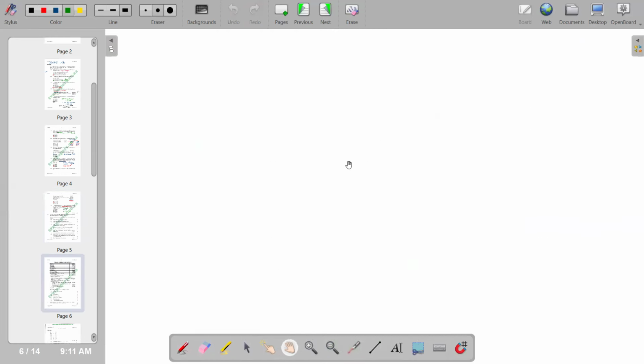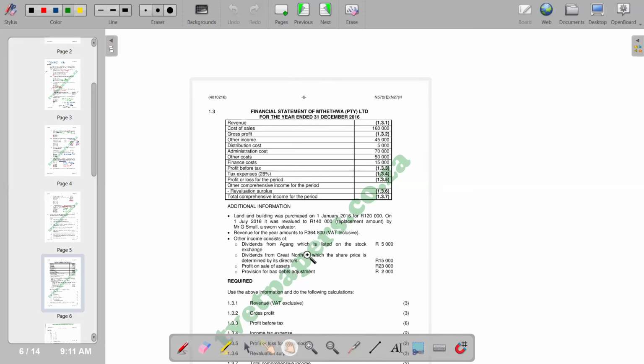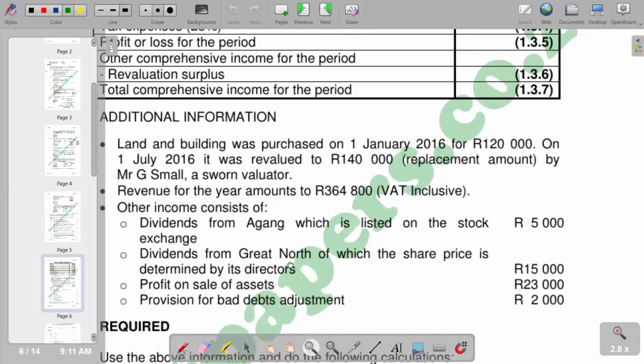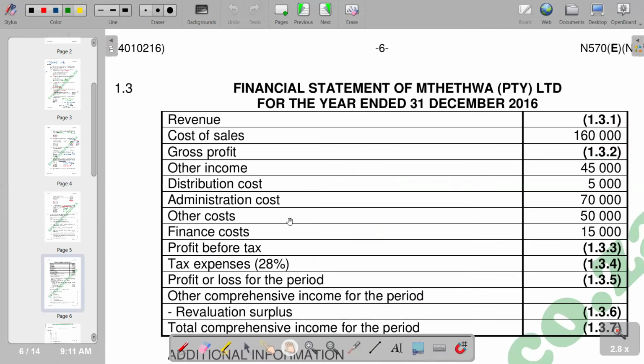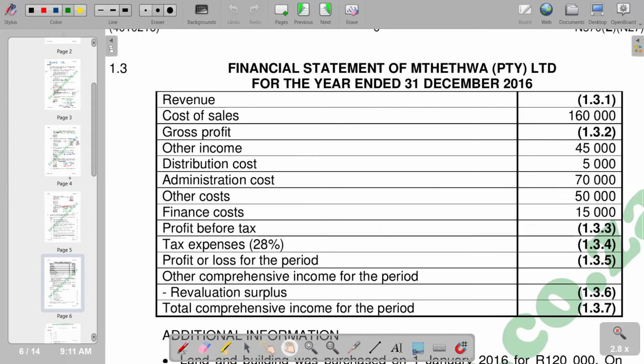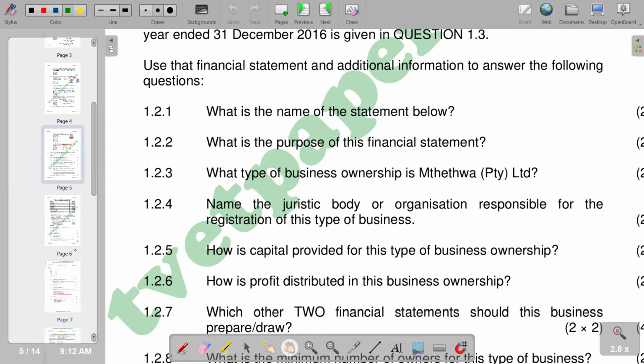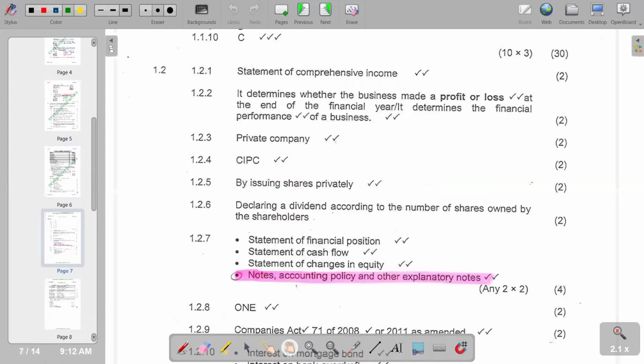So we have the statement as given. This is the statement that we are referring to. So the question is, what is the statement? Obviously, this is a statement of comprehensive income, which is the income statement. So a statement of comprehensive income is our response on 1.2.1. So we have a statement of comprehensive income as our answer.